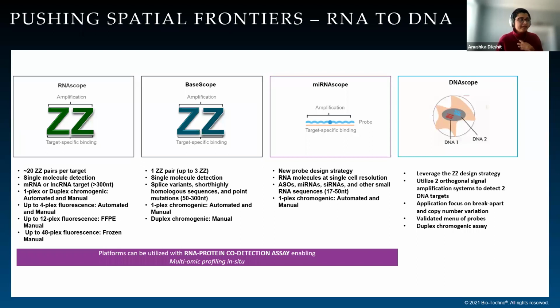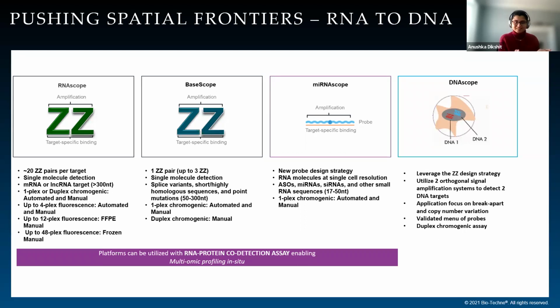Currently, we have many different formats available in this assay, from different plexing levels to chromogenic versus fluorescent, manual versus automated, and so forth. Currently, this assay can go up to 48 plex in one of its formats. And next we have our BaseScope assay, which is designed for shorter sequences that are between 50 to 300 nucleotides in length. So these include your homologous sequences, if you want to span exon-exon junctions, or if you want to look at point mutations. The third assay, which we released last year, is our microRNAscope assay.